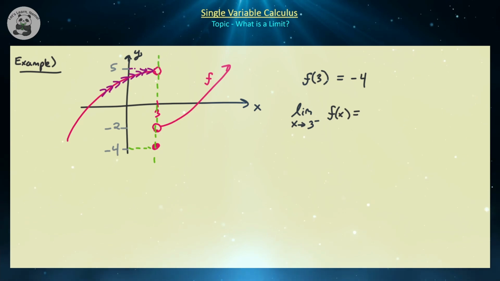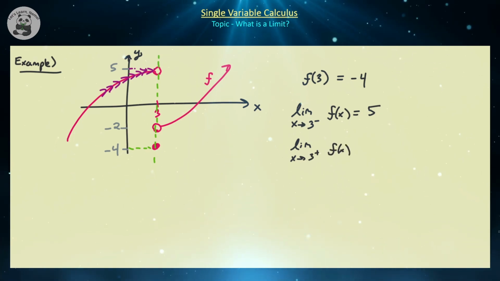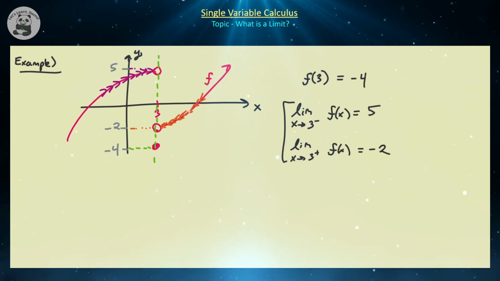So we say that the limit as x approaches 3 from the left will be equal to 5. Now let's consider things from the right-hand side. As we approach 3 from the right-hand side, we're going to be coming down this slope and approaching a y value of minus 2. So we say that this limit is equal to minus 2. And again, those are all the possible directions.